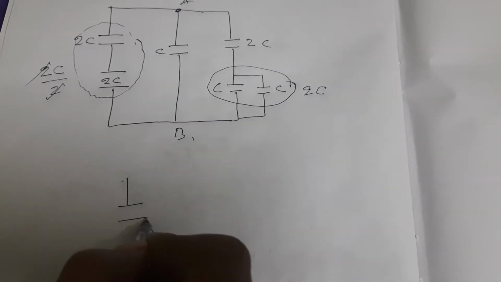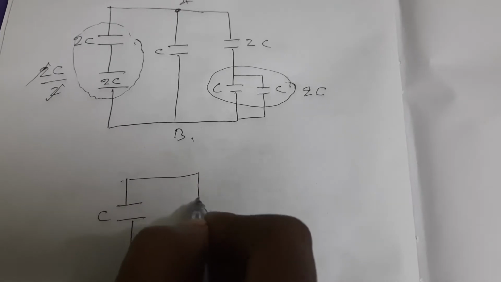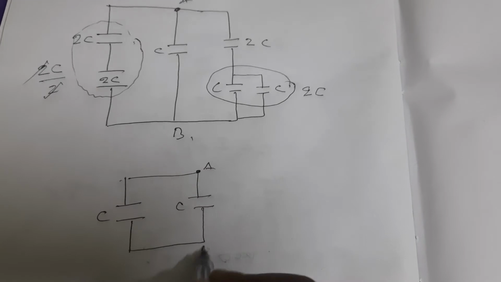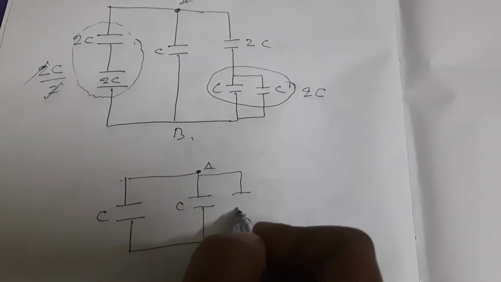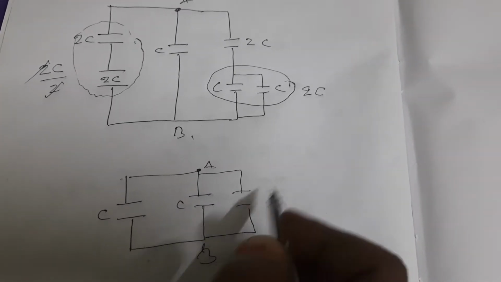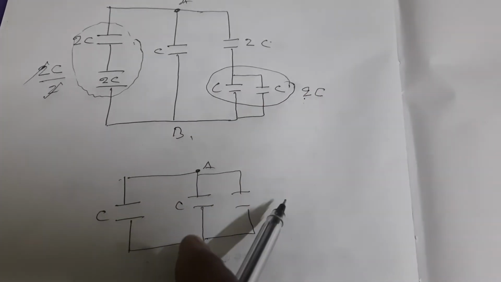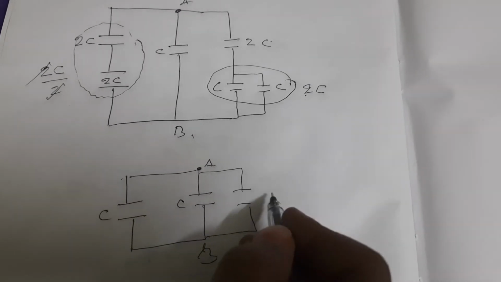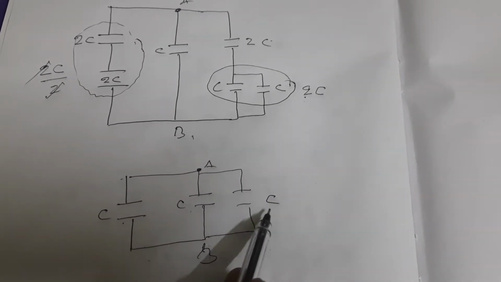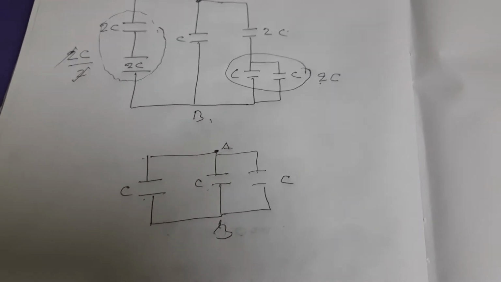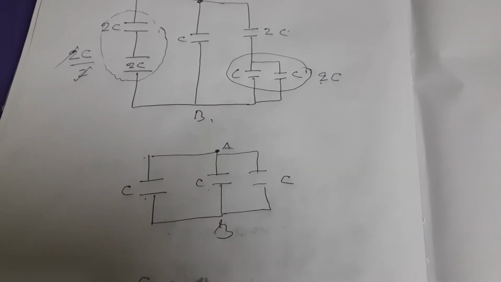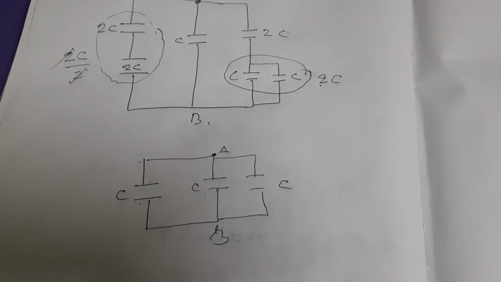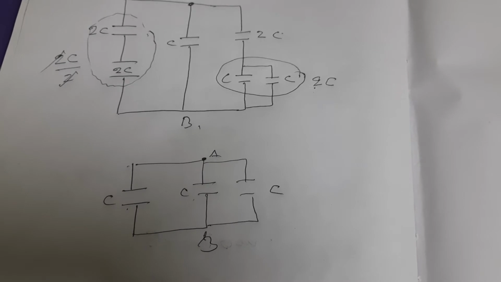Easily you can understand. This is the C and this is the C. This is across A and B. But look here, 2C and 2C both are in series combination. So the equivalent capacitance, same thing, 2C by 2, we are getting C. Now you look here, these three are clearly in parallel. So what is the equivalent capacitance? C equivalent equals C plus C plus C, which is 3C. Like that we can easily find out the equivalent capacitance.